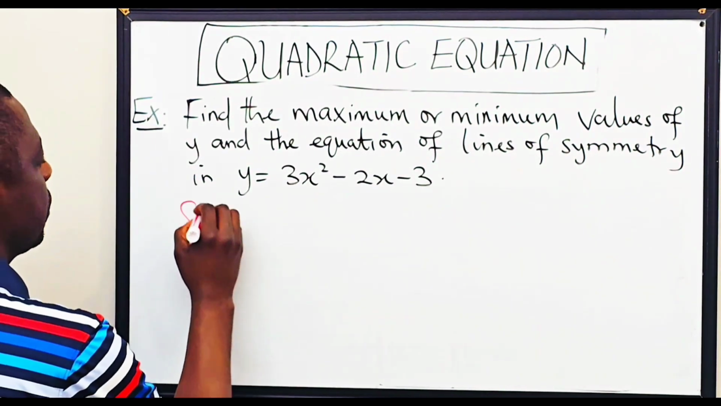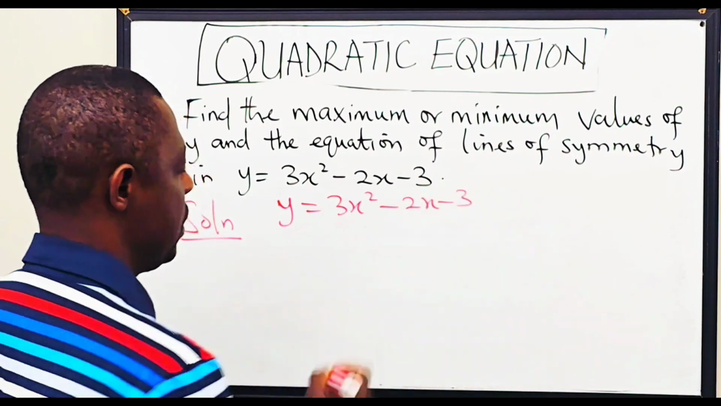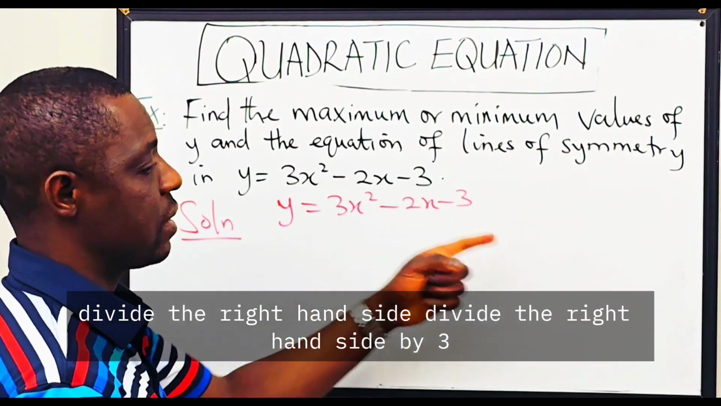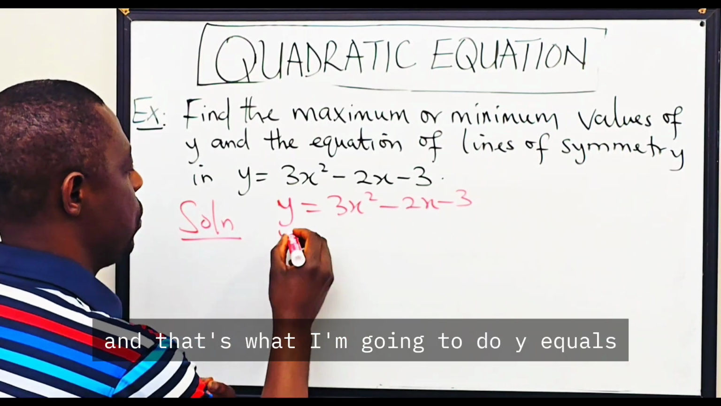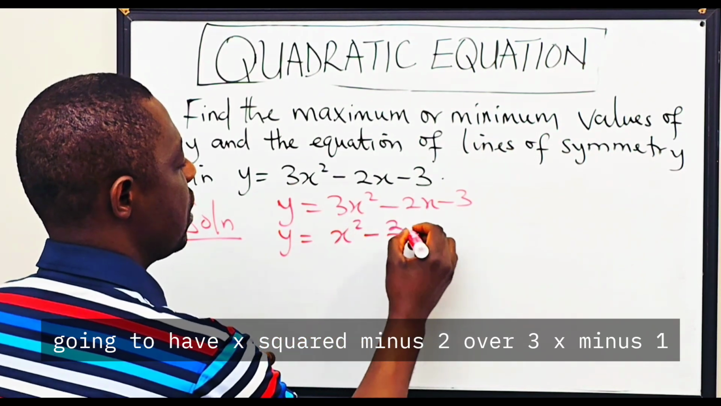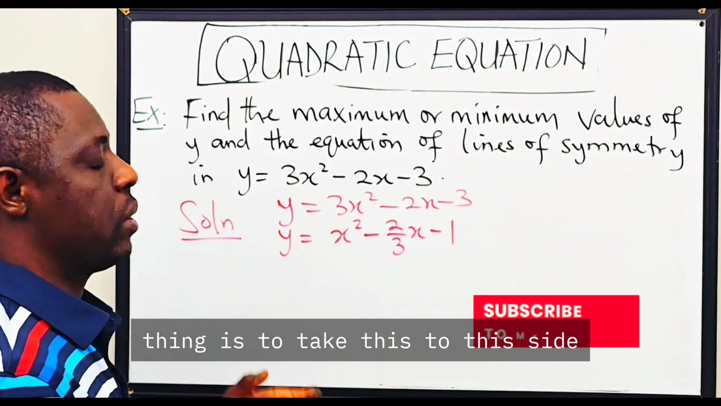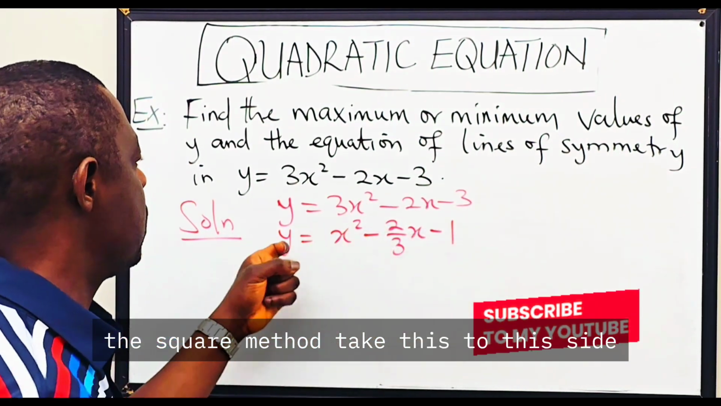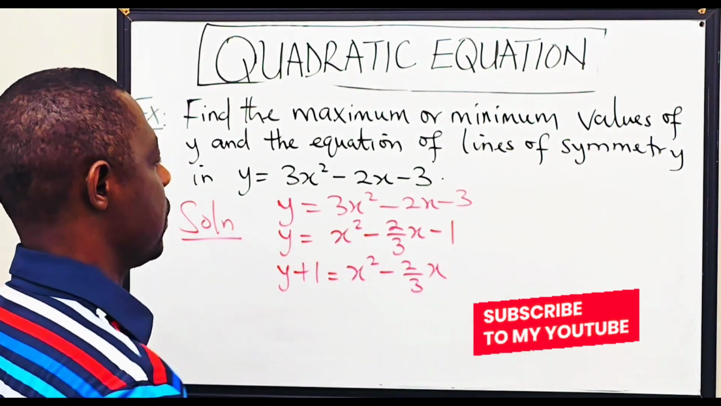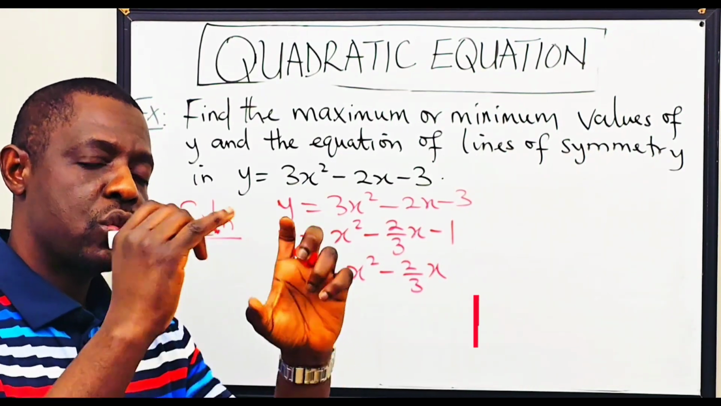The solution to this. As we all know, y equals 3x squared minus 2x minus 3. The best thing to do is to divide the right hand side by 3, and that's what I'm going to do. Y equals, if I divide the right hand side by 3, we're going to have x squared minus 2 over 3 x minus 1. The next thing is to take this to this side, because we are going in the way of the completing the square method. Take this to this side, so we're going to have y plus 1 equals x squared minus 2 over 3 x. The next step is to take the coefficient of x, divide it by 2, square it, and add it to both sides.